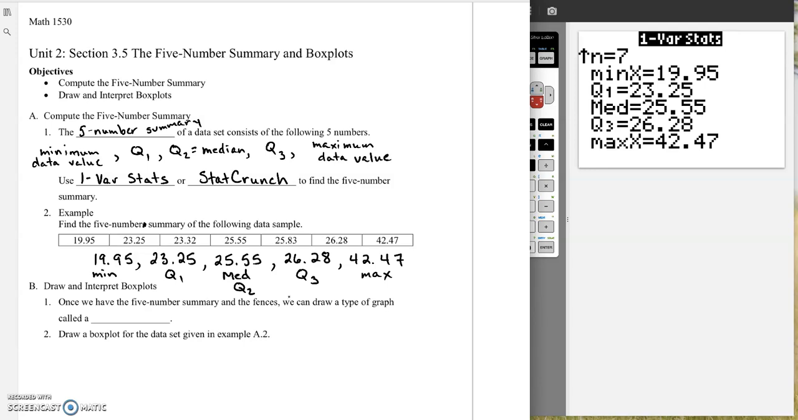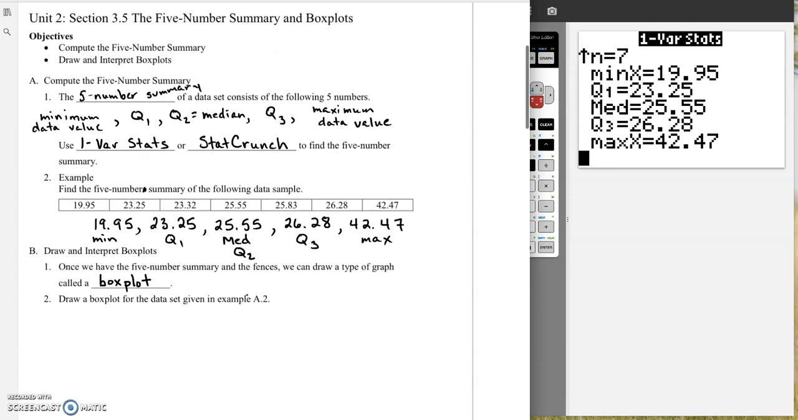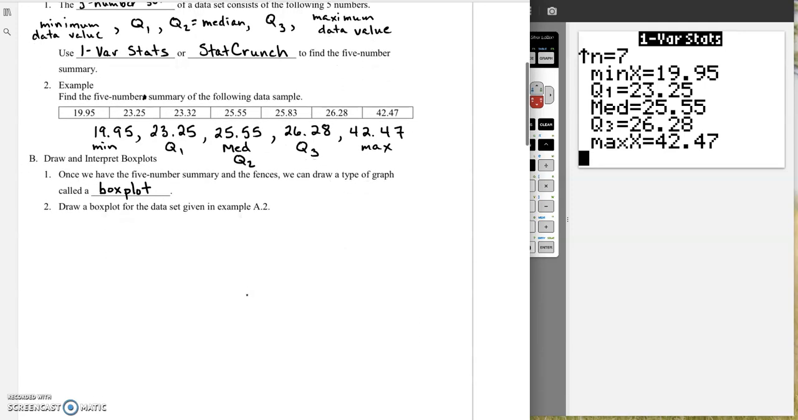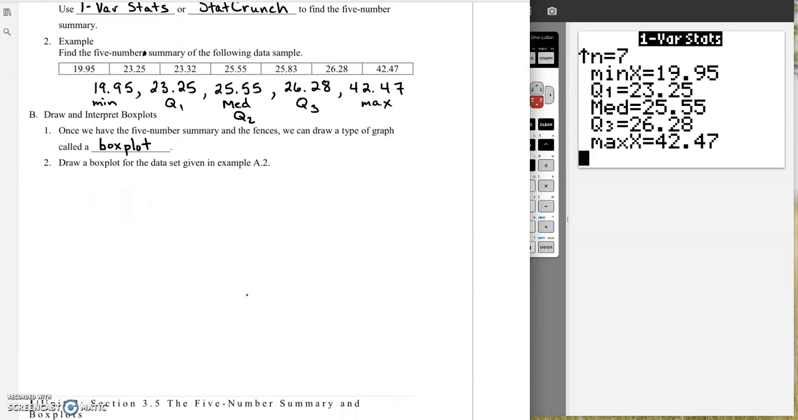So once we have the 5-number summary and the fences, we can draw what we call a box plot. So draw a box plot for the data given in the example. So here's how the box plot works. First, we need to draw an axis, and I'm going to label this in tick marks of 2. So 18, 20, and I have to go up to 44. So maybe I better put those a little bit closer together.